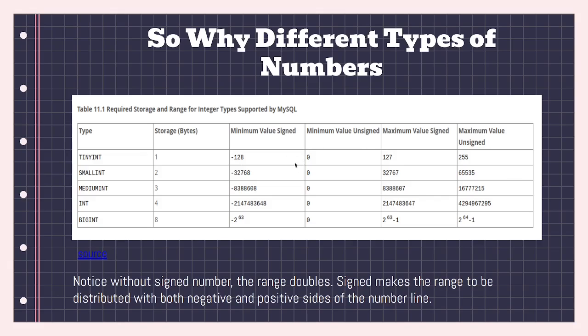So if it's just unsigned, then it's going to be from 0 until twice the size of the signed one, because it's only moving in the positive direction, while signed is moving both in the positive and the negative direction, so it's distributed across, right? So yeah, that's the difference between signed and unsigned numbers.